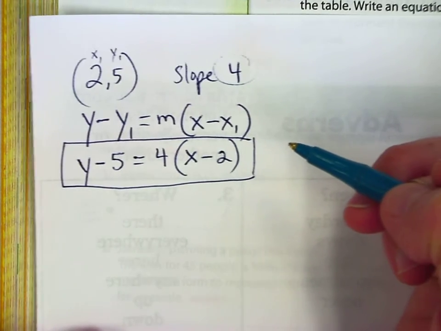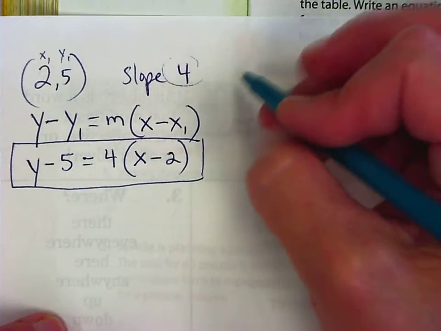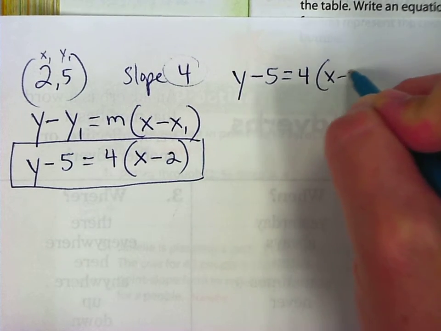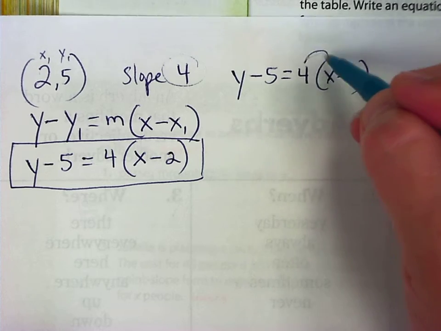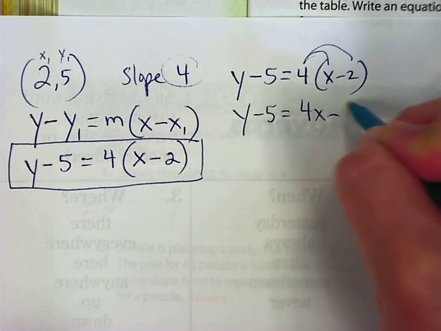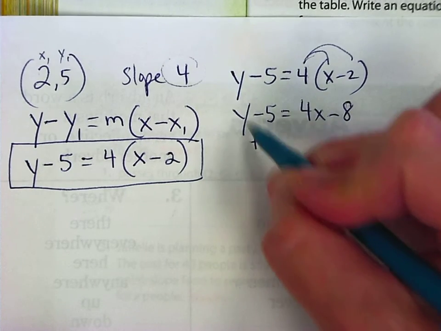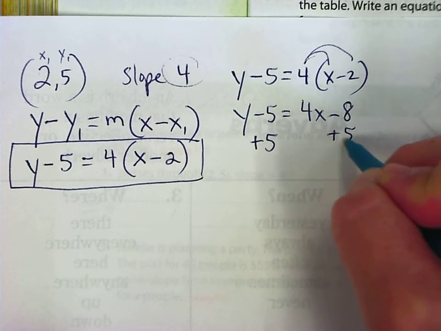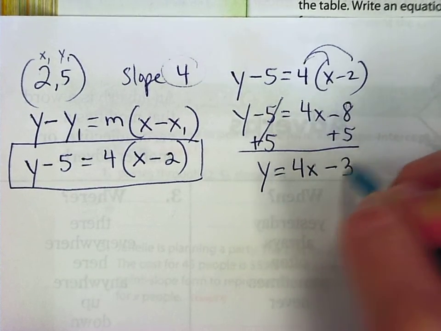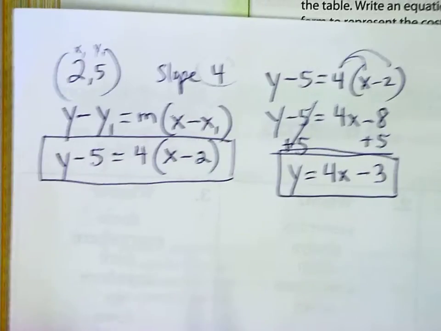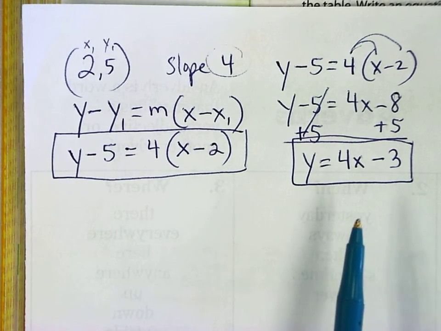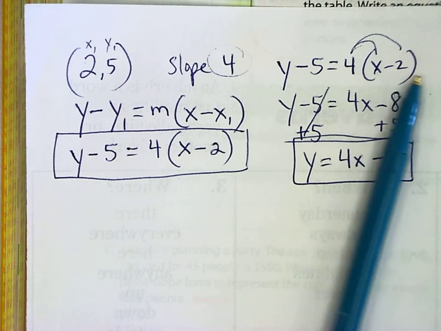Now I'm going to solve it and write it in slope-intercept form. So I'm going to write my equation. The first thing I do to solve this is the distributive property. I bring down the y minus 5. 4 times x is 4x. 4 times negative 2 is negative 8. And then my last step to get y by itself is to move the 5 over to the other side and combine it with this. y equals 4x minus 3. I'm going to subtract and use the sign of the bigger number. So I wrote my equation in point-slope form, and then I solved it, and now it is slope-intercept form. All right, we will practice more tomorrow.